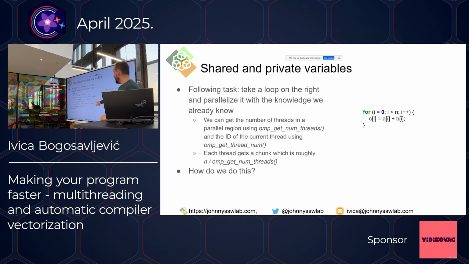Now, you can get the number of threads in a parallel region using OMP get num threads, and you can get the ID of the current thread using OMP get thread number. So there are 2 functions. One gets the total number of threads, let's say 4, and the other one gets the ID of the current one, let's say 0 or 1 or 2 or 3. So each thread gets a chunk which is roughly n divided by OMP get num threads. So how can we do this? Do you have an idea?